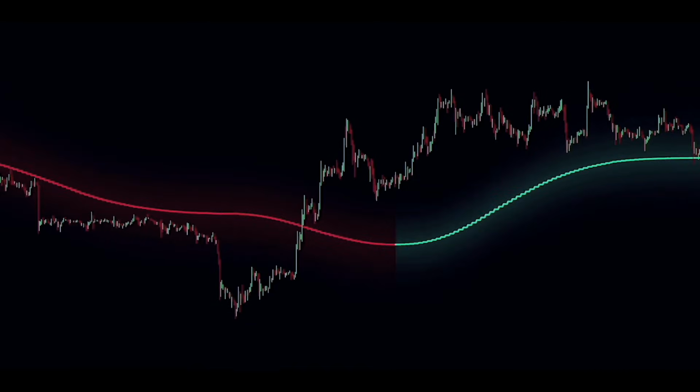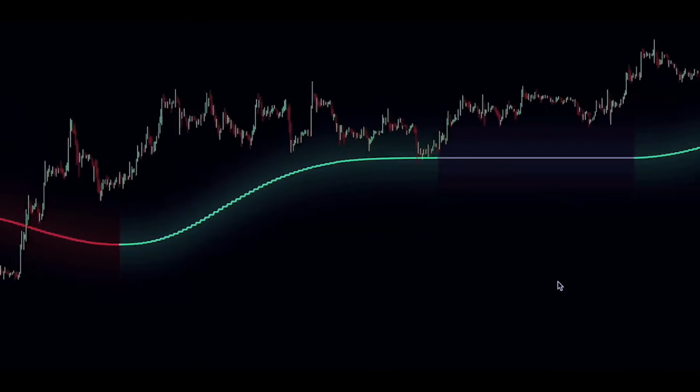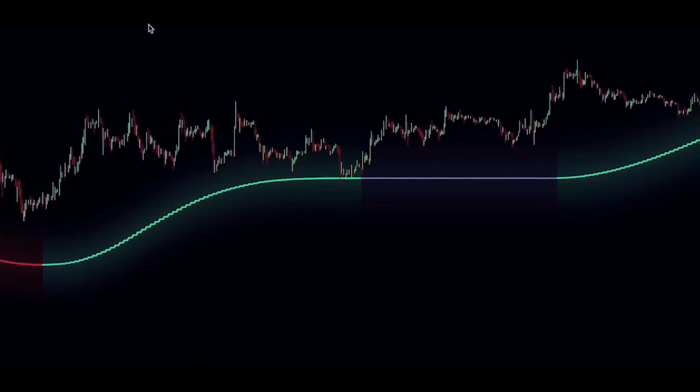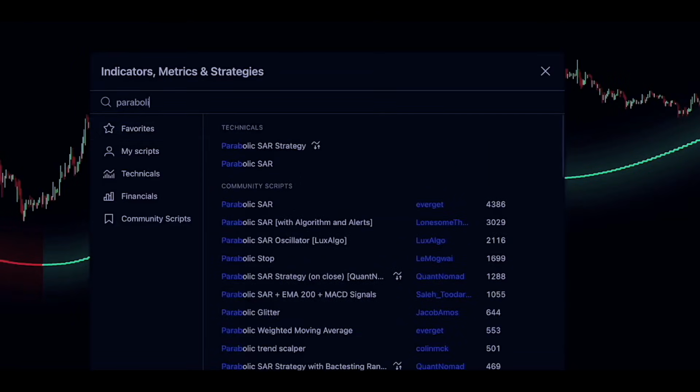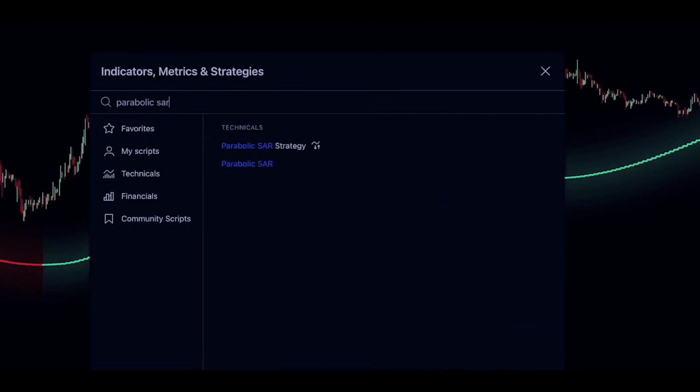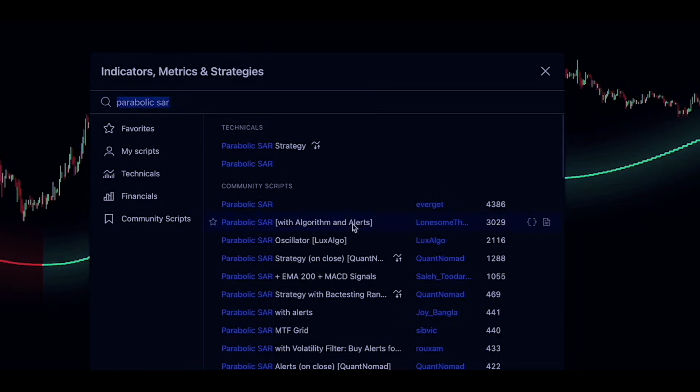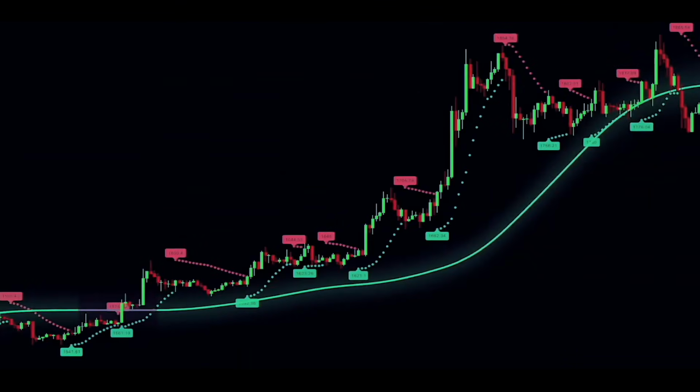Now that you know how the indicator works, let's build a profitable strategy with it. Go back to the Indicators tab and search for Parabolic SAR with Algorithm and Alerts by Lonesome the Blue. Big shout out to them, by the way, as well. This one is very easy to read.